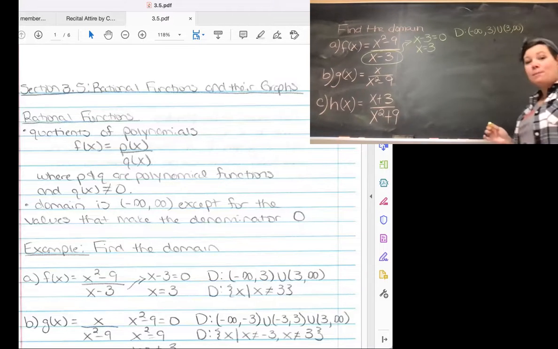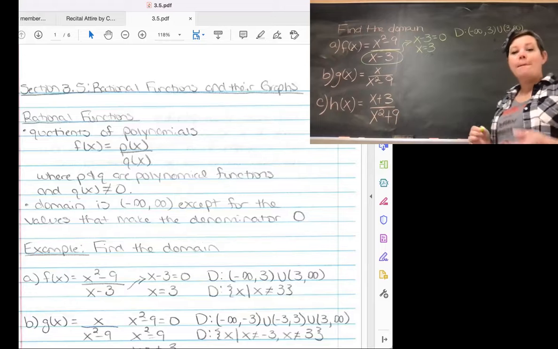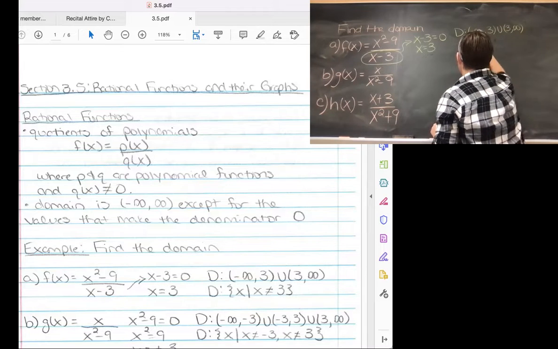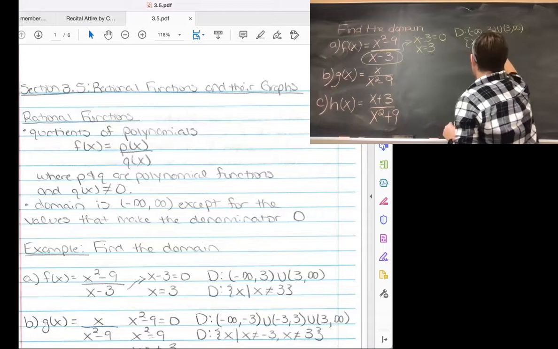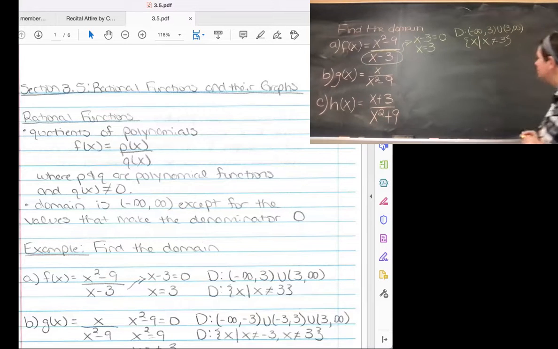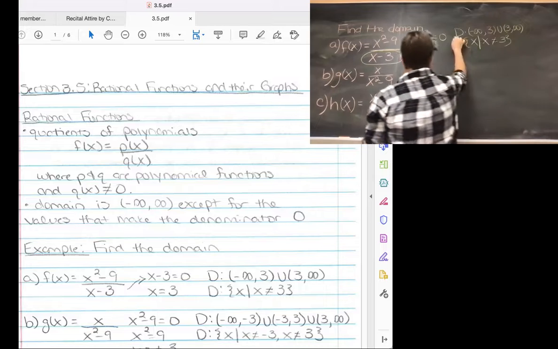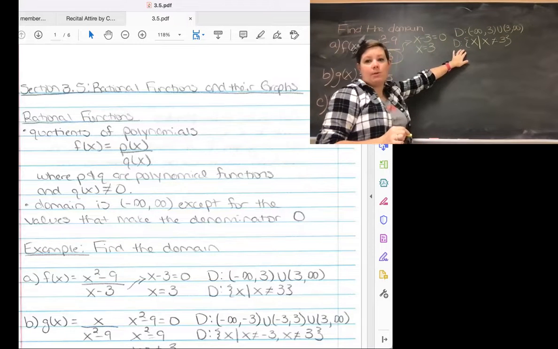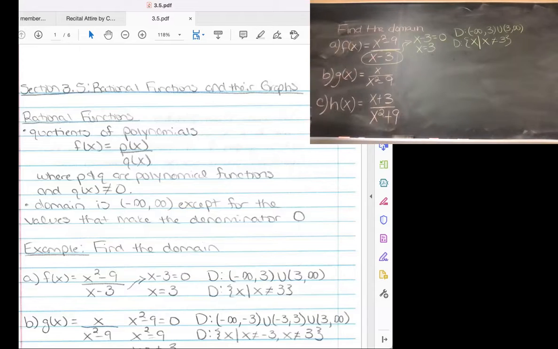Now, we don't use set builder notation quite as much right now, but as a refresher, if we had to use set builder for this, that would be x such that x does not equal 3. That's another way of stating the domain. The top one is our interval notation. The bottom one is our set builder notation. We've done both throughout the semester.